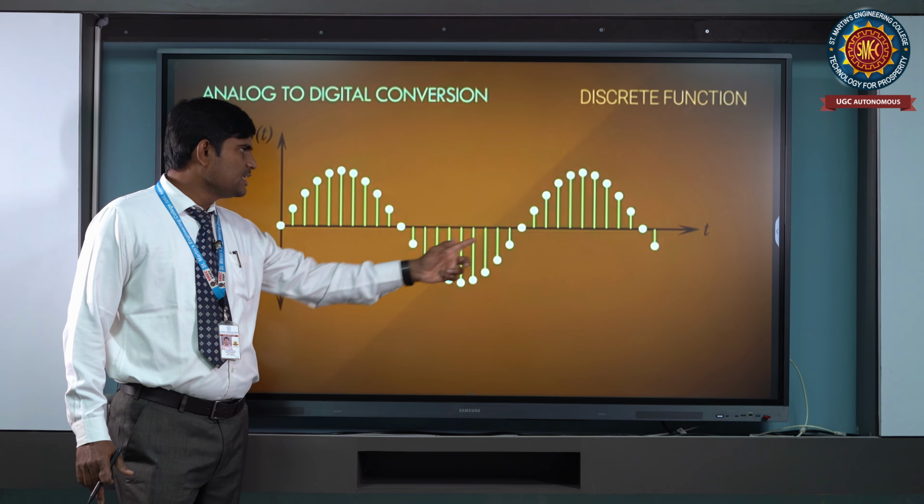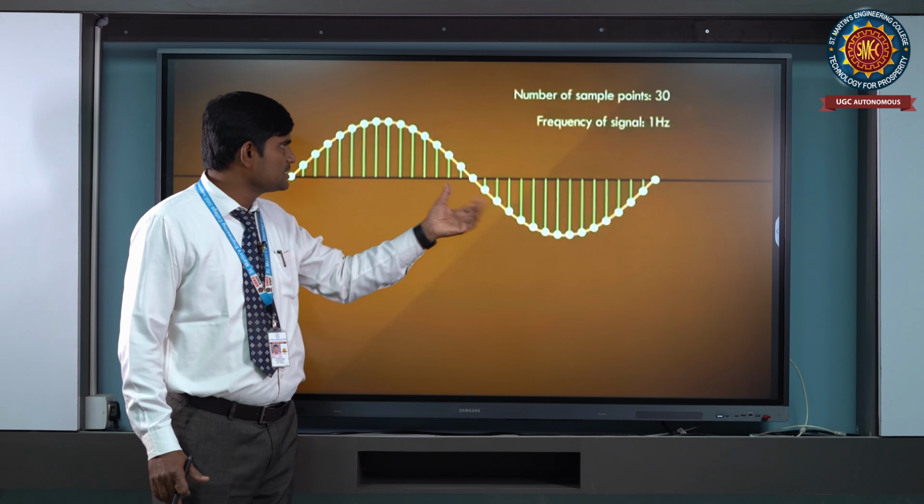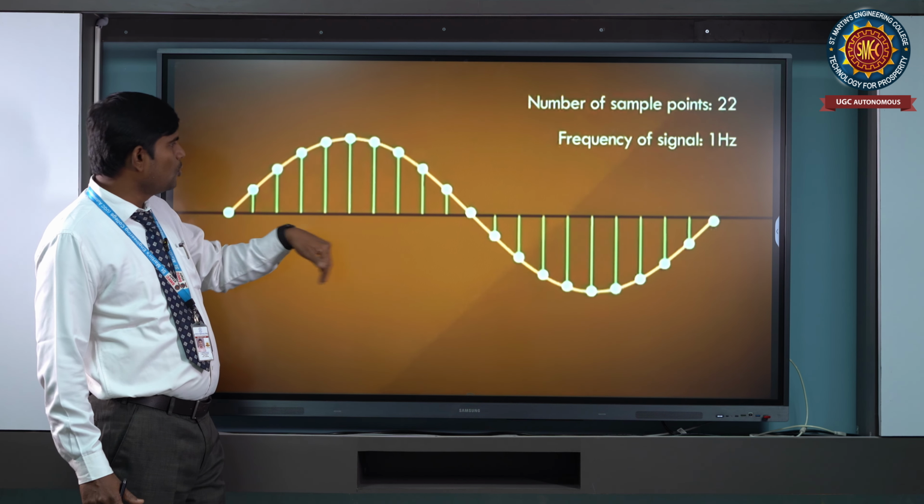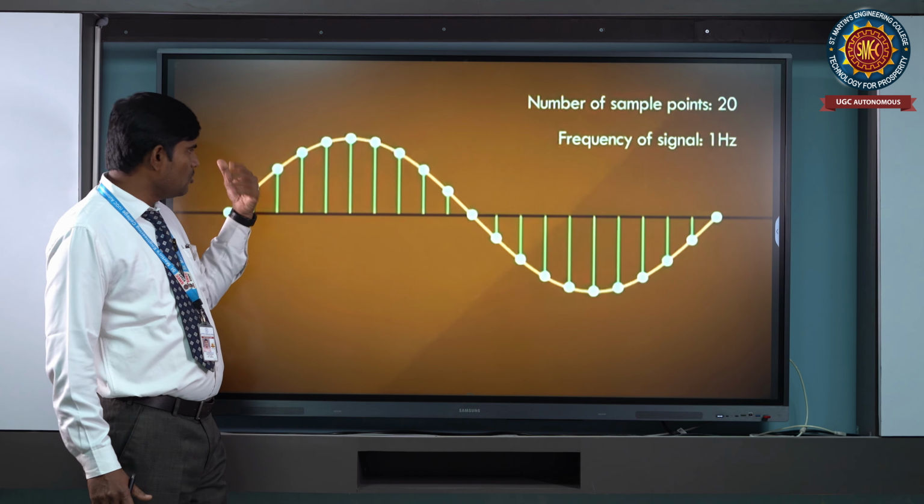For this example, we have taken the number of samples as 30, represented here with 1 hertz frequency. It can go down to 20 or 8 or 2 samples used to represent it. There will be variation: if you use more samples, the quality of the signal in the discrete time representation is better.